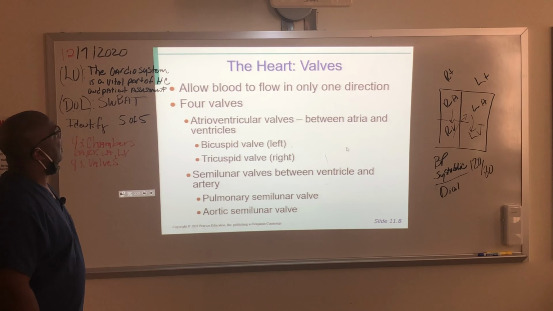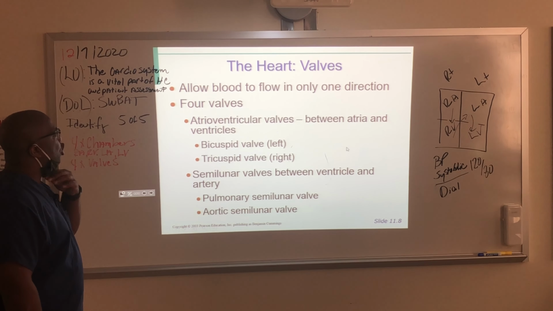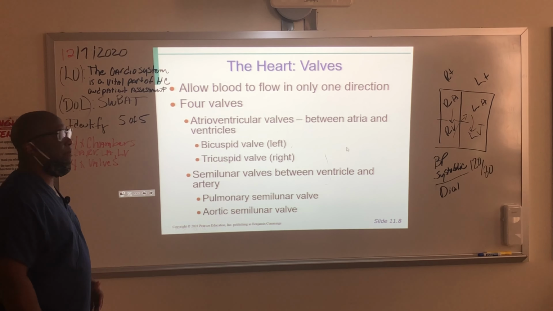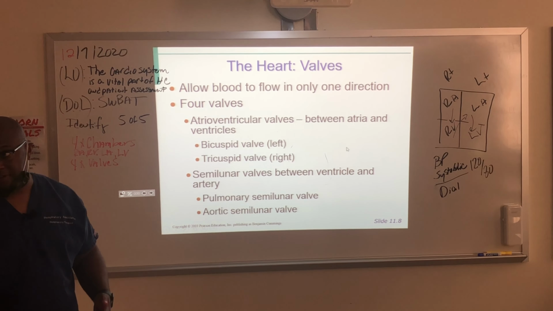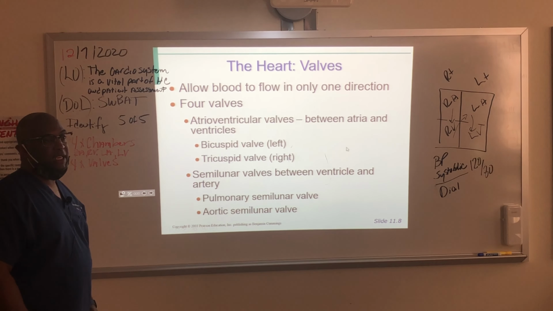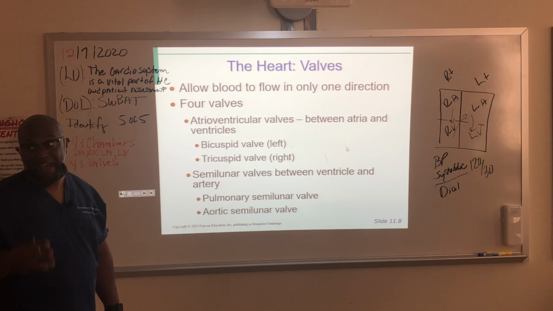All right? Heart valves allow blood to flow only in one direction. Okay? This is very important. You have 4 valves. You have a bicuspid, a tricuspid, a pulmonary, and an aortic valve. The 4 valves are between these chambers. So you have 4 chambers and 4 valves.